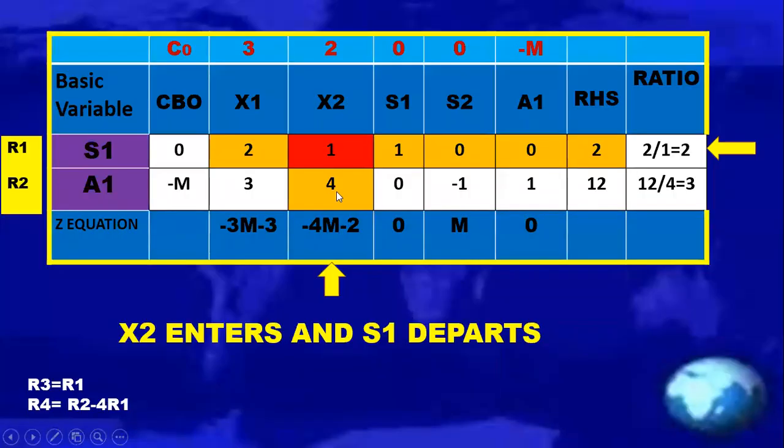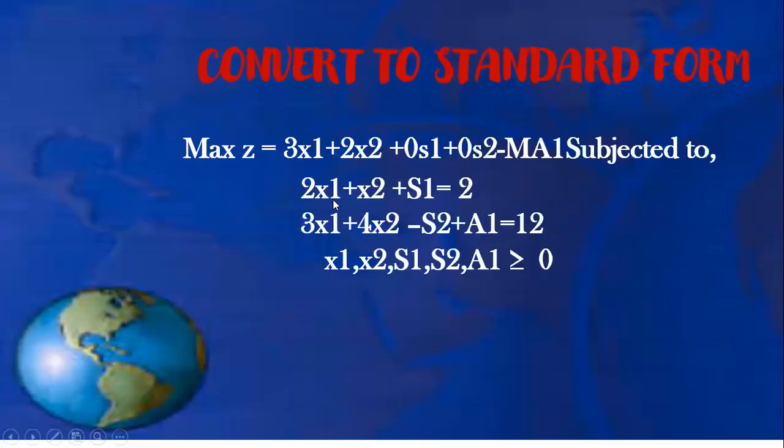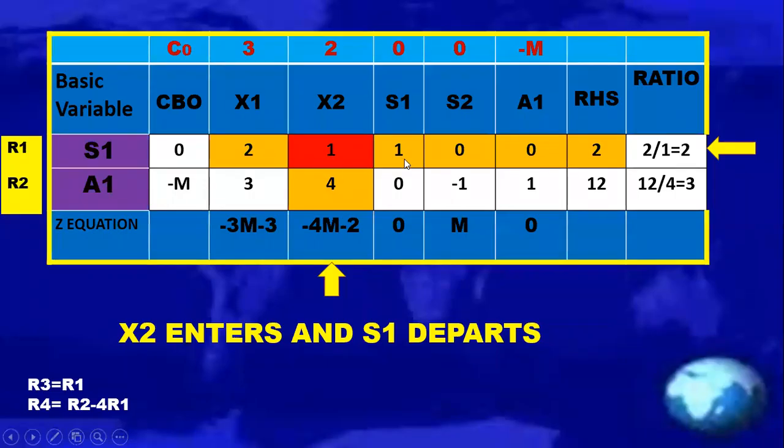Now look at the first row, that is, the first equation. The coefficient of x1 is 2, x2 is 1, s1 is 1. There is no s2 term and no a1 term, so the coefficients in that row for s2 and a1 will be 0, and the constant is equal to 2. So it is 2, 1, 1, 0, 0, and the constant is 2.